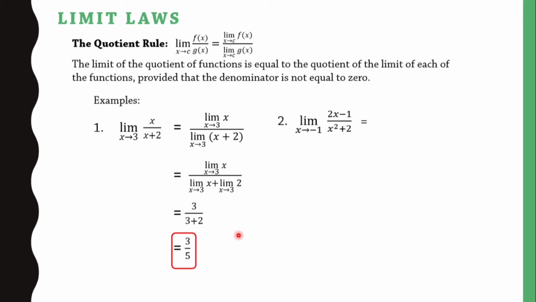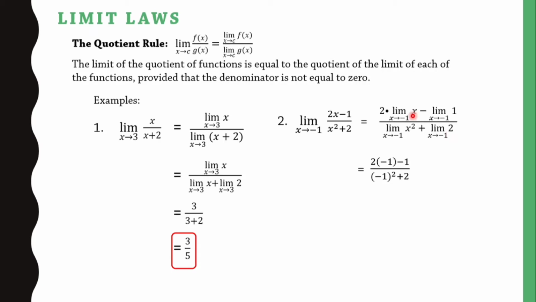Second, the limit of 2x minus 1 over x squared plus 2 as x approaches negative 1. Again, we take the limit of each of the terms in the fraction. So that's the limit of 2x minus 1, which we break down into 2 times the limit of x as x approaches negative 1 minus the limit of 1 as x approaches negative 1. For the denominator, we have the limit of x squared as x approaches negative 1 plus the limit of 2 as x approaches negative 1.